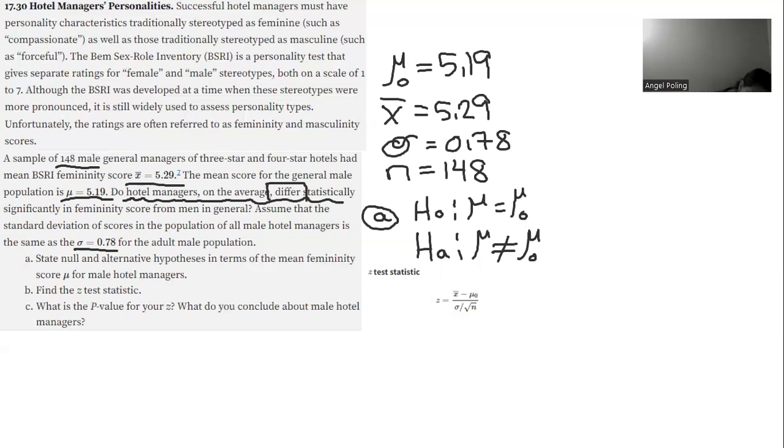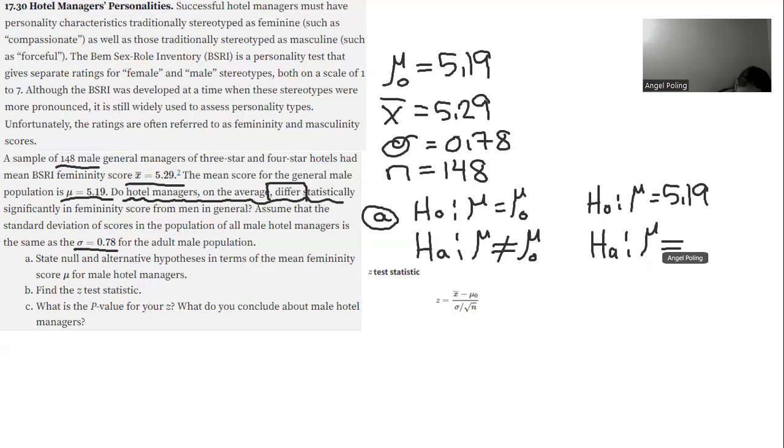Okay, so our null hypothesis then is mu equals 5.19, right? Nothing's changed, nothing's different. They're exactly the same. There's nothing to see here. Move along, right? So the null hypothesis is always that there's no difference. They're the same.